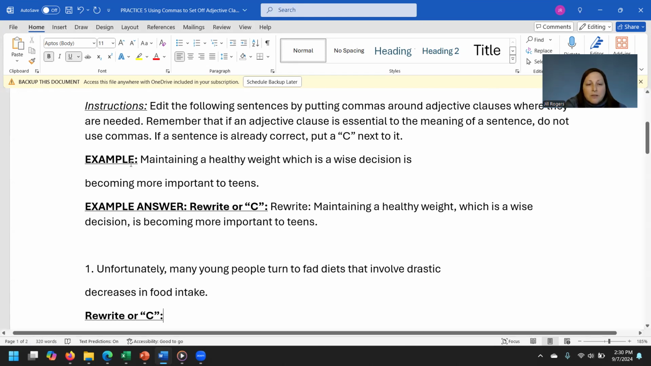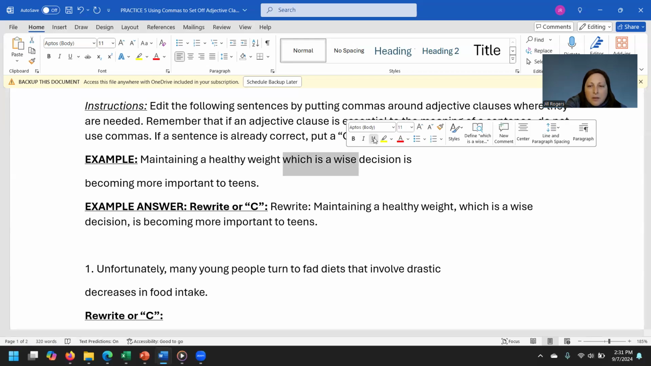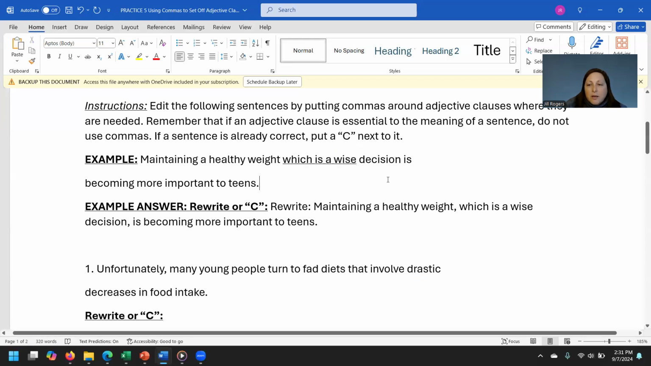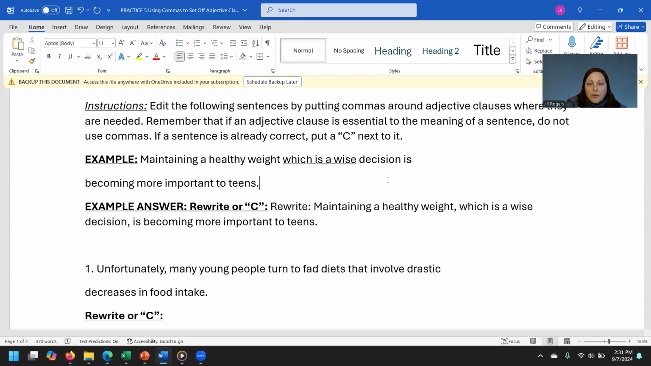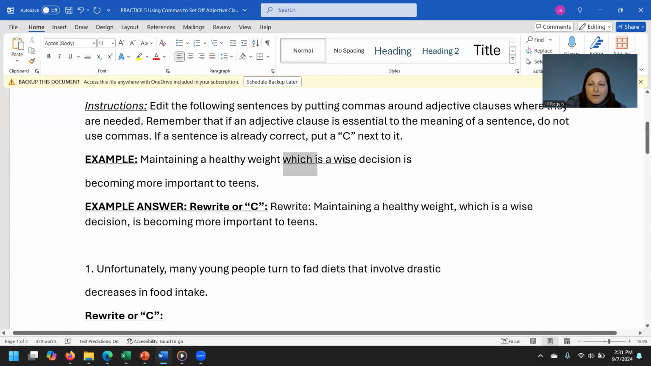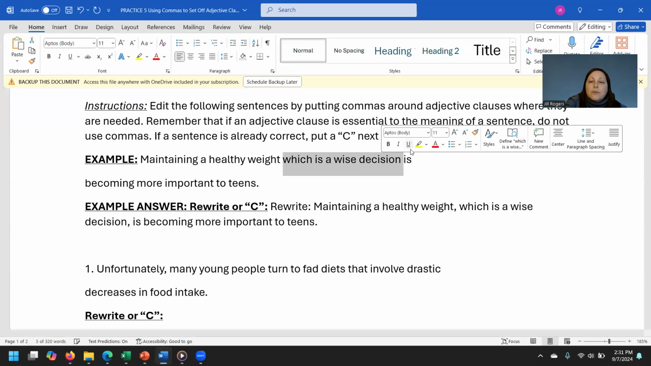Okay, so here's our example sentence and here's our example answer. Maintaining a healthy weight, which is a wise decision, is becoming more important to teens. So, I'm sorry, I didn't require you to underline it this time. You can if you want to. I didn't require it, did I? No. But let's go ahead and take a look, just for an example. You underline the adjective clause. We found it because it's which is a wise, sorry, all the way here. Which is a wise decision.